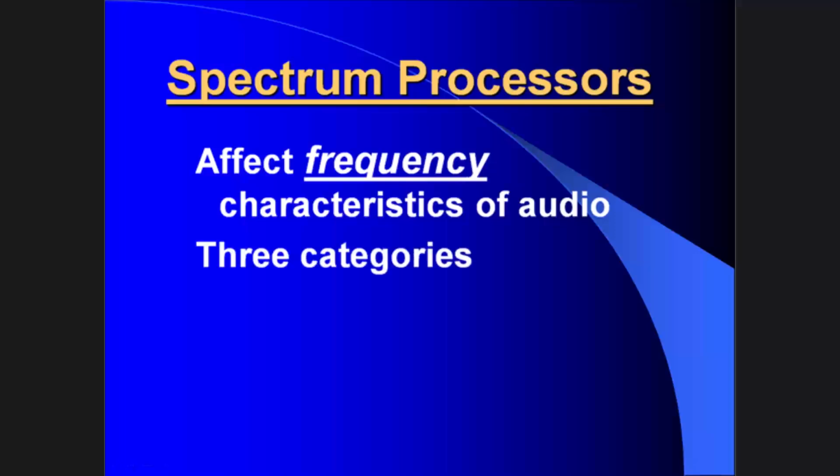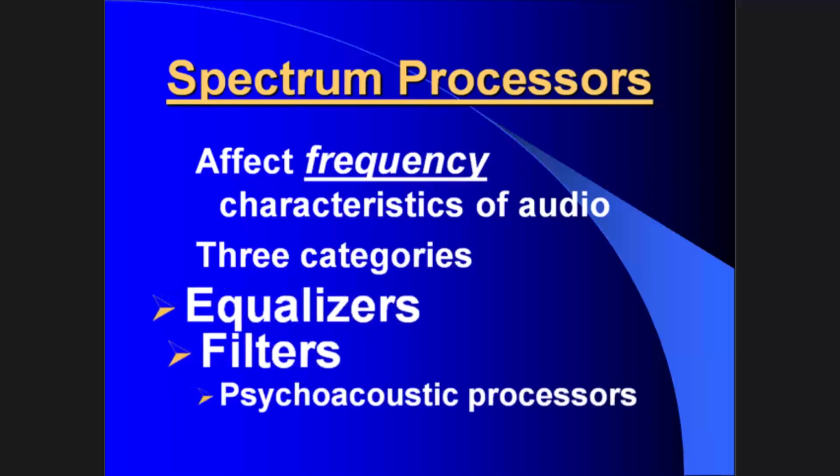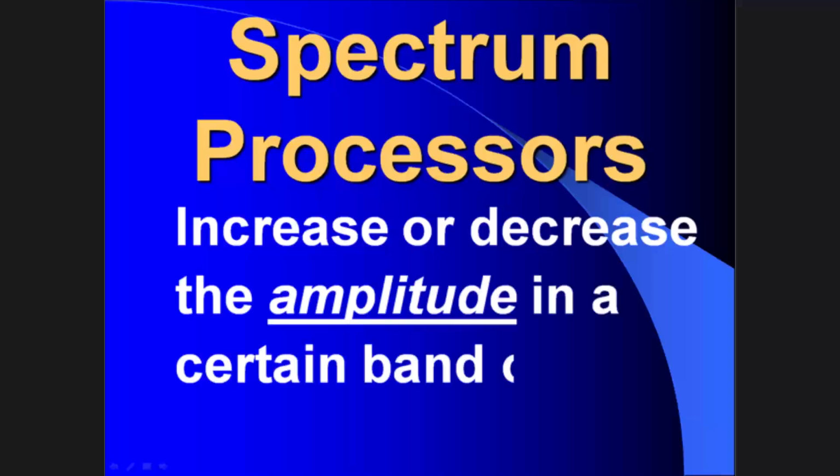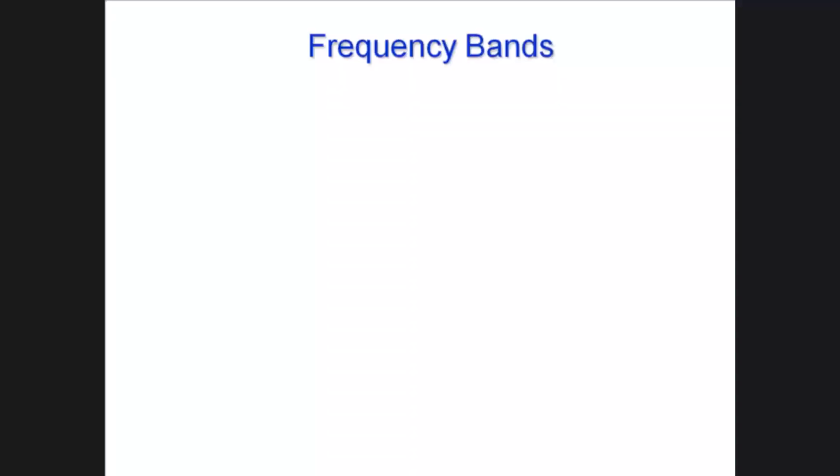Generally, there's three categories of spectrum processors: equalizers, filters, and psychoacoustic processors. We'll focus on the first two. In some ways, spectrum processors are actually amplitude processors because they increase or decrease the amplitude in certain bands of frequencies. Let's begin by looking at our frequency spectrum.